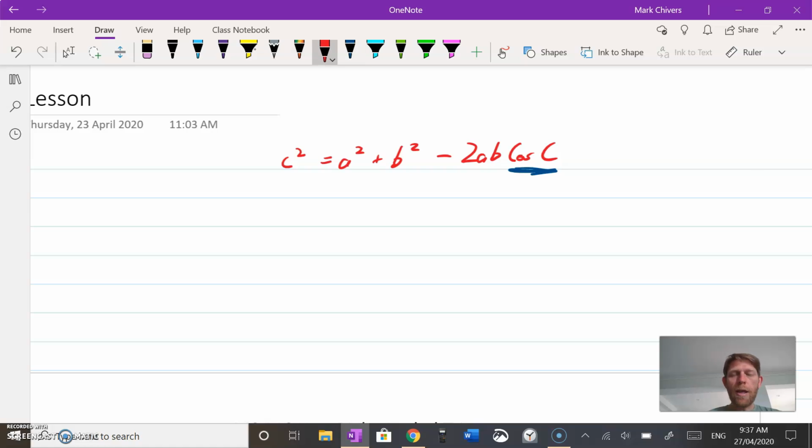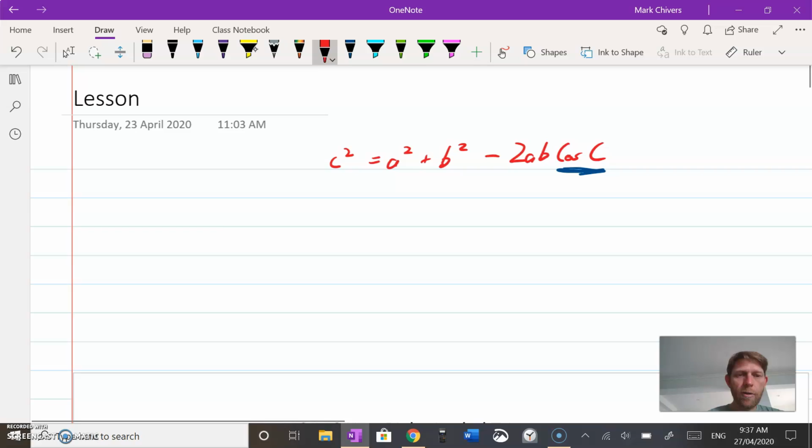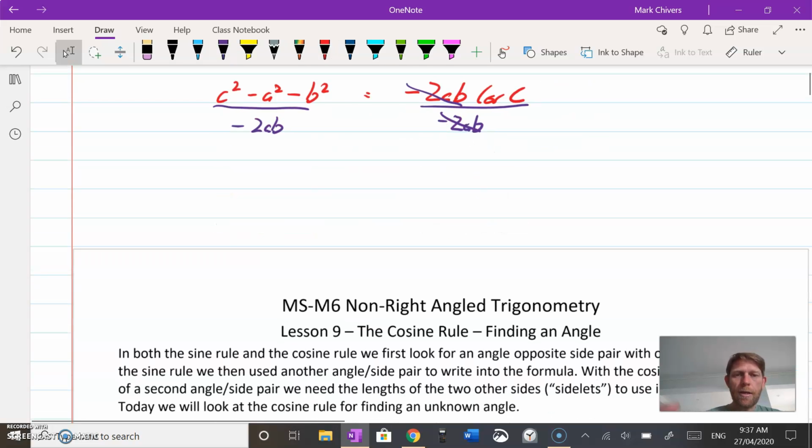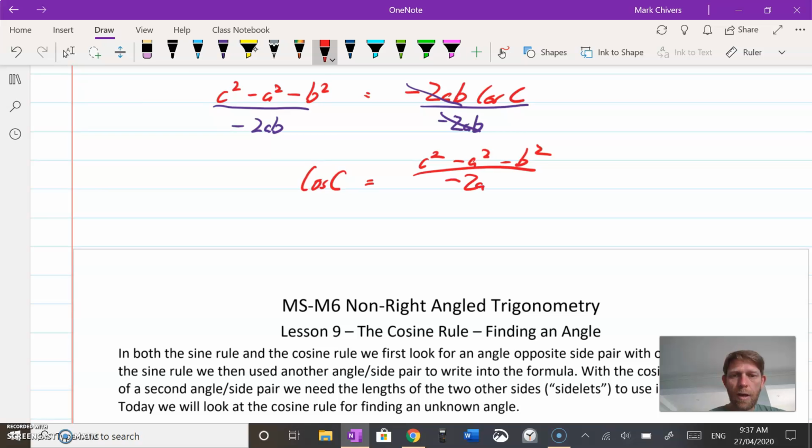So if I take away a squared and b squared from both sides, I'm going to end up with c squared minus a squared minus b squared equals minus 2ab cos c. The next thing I'd like to do then is divide both sides by negative 2ab. Because that'll cancel that out and we'll be just left with cos c on this side, but obviously I've got to do the same to both sides. So I'm going to end up with, I'm just going to switch sides here, cos c equals c squared minus a squared minus b squared on negative 2ab.